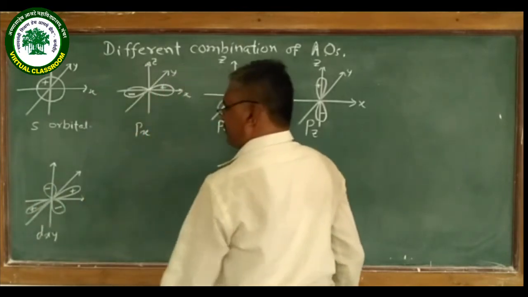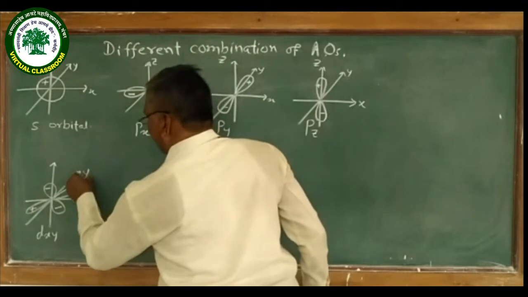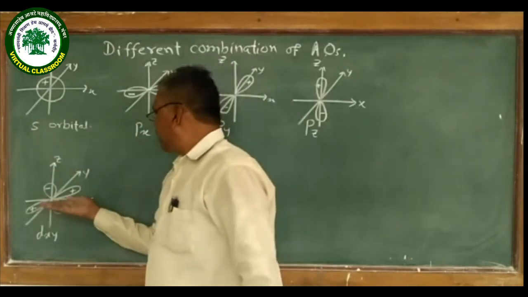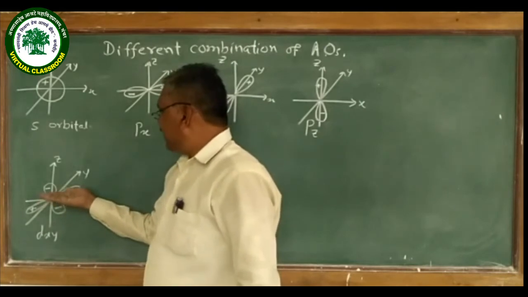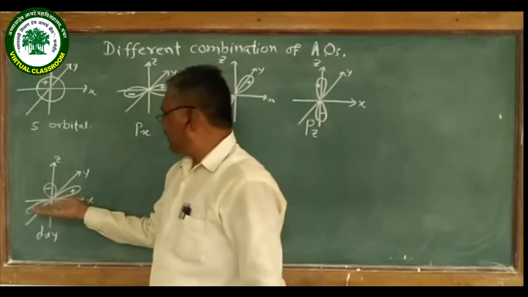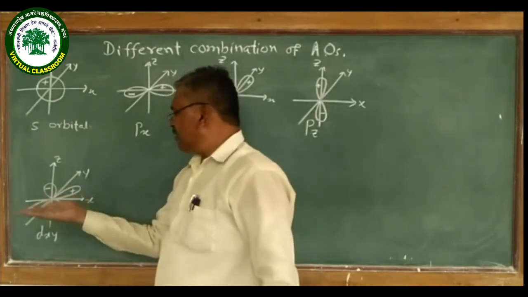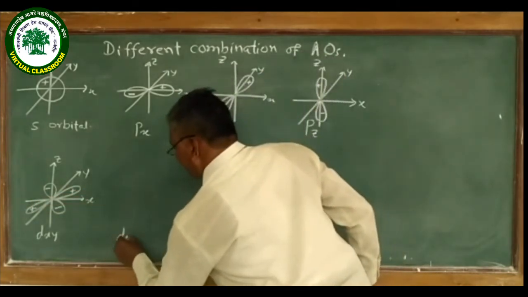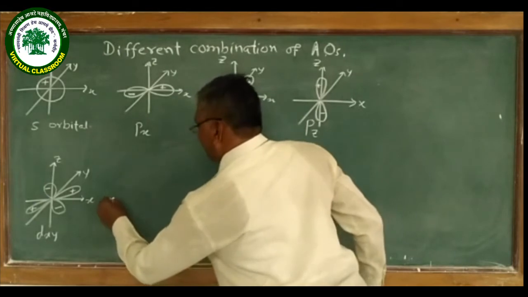This is the shape of dxy orbital. So you will find that the lobes are in between the axis and in the plane consisting of x and y axis, that is the horizontal plane. Then the shape of dyz orbital.